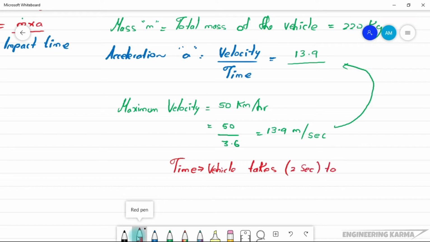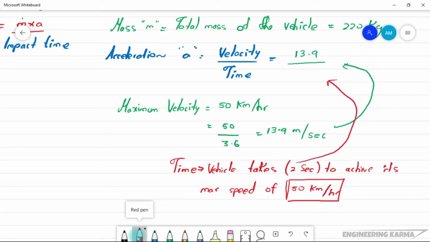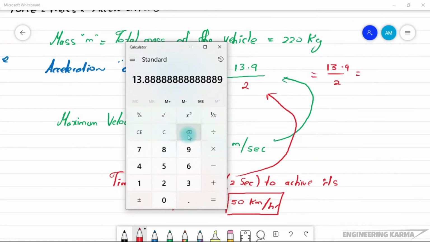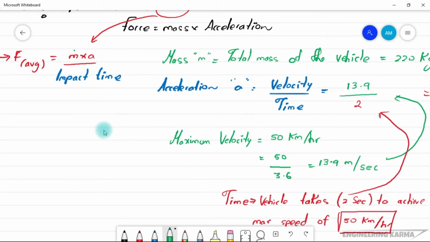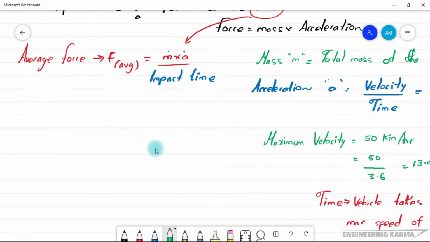The time consumed to attain the maximum speed of 13.8 meters per second is 2 seconds. I calculated this from an older vehicle. By dividing the maximum velocity by time, we get an acceleration value of 6.9 meters per second square. Now we have values for mass and acceleration. One thing that is left is impact time.